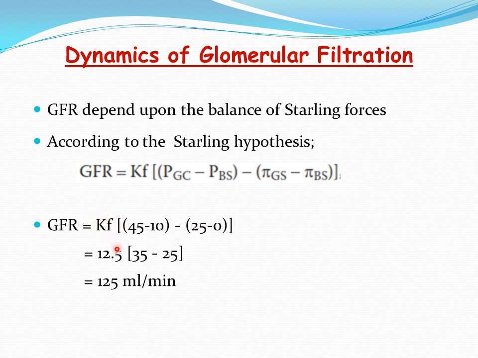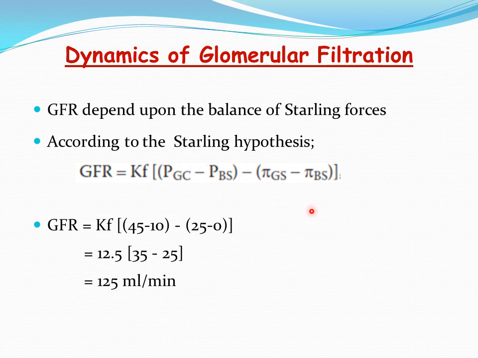As far as the normal values are concerned, the normal Kf, the filtration coefficient, in a healthy adult person whose kidneys are healthy is 12.5 ml per minute per millimeter of mercury. The hydrostatic pressure across the glomerular capillary is 45 millimeters of mercury. Hydrostatic pressure in the Bowman space is less, around 10. Oncotic pressure depends on the plasma proteins; it is higher in the glomerular capillary, but it is 0 in the Bowman space, because plasma proteins are absent there as they are not filtered. By this we get the value of 125 ml per minute, the normal GFR.